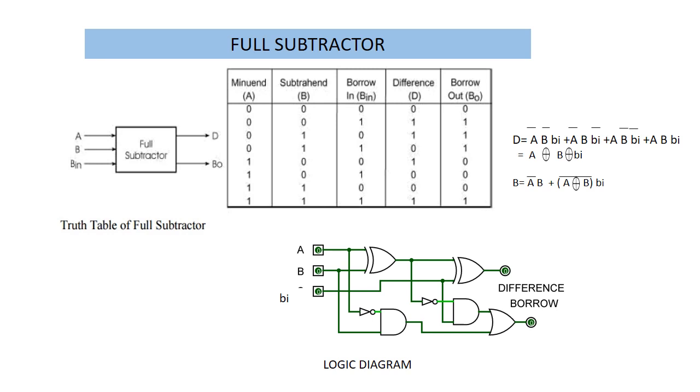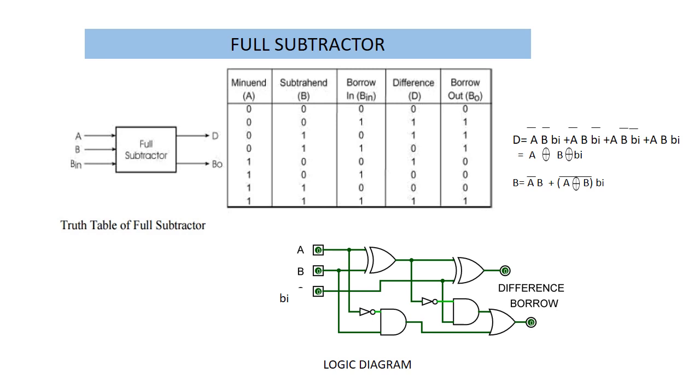From the truth table, we have obtained the Boolean expression for the difference D, which is equal to A bar B bar Bi plus A bar B Bi plus A B bar Bi plus A B Bi, which can be further reduced to A XOR B XOR Bi.